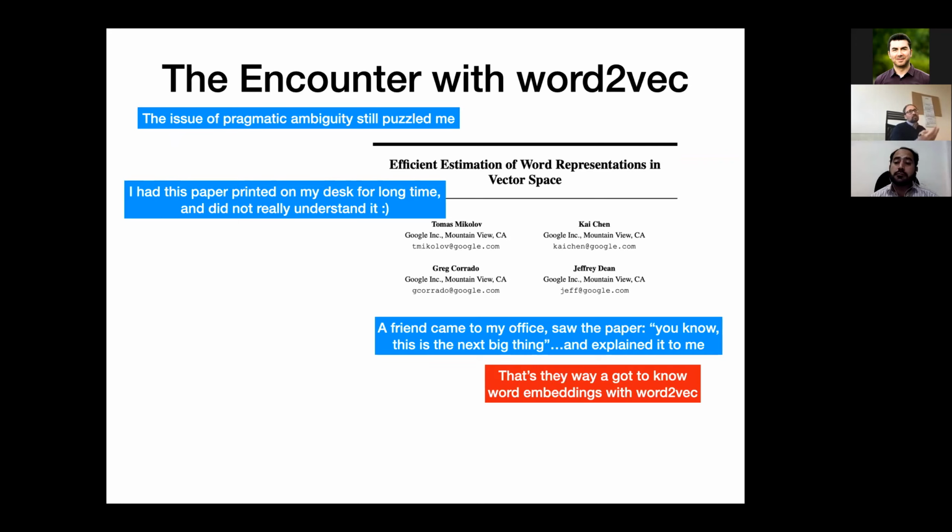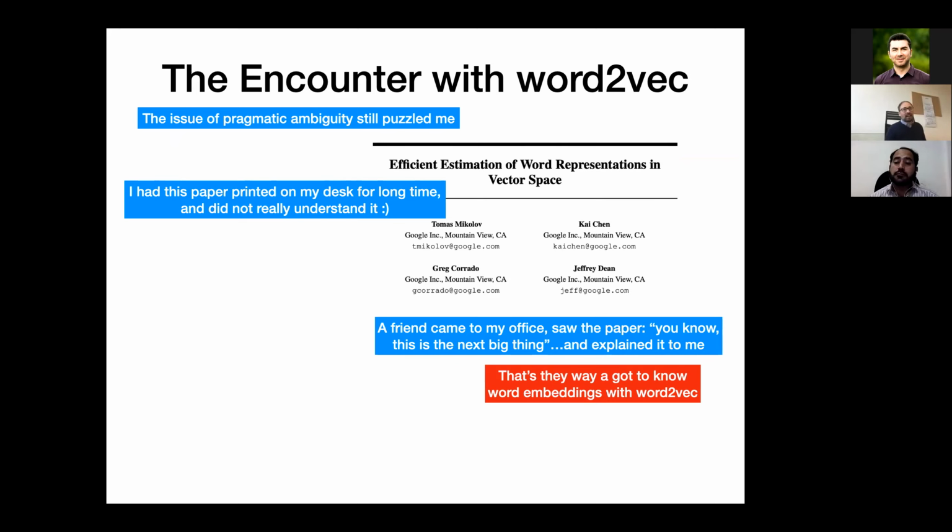And this is a story about the encounter with Word2Vec. The issue of pragmatic ambiguity that I explained to you before still puzzled me. And I had this paper on my desk, on this actual desk, for quite a long time, but I never really understood it. This is the paper about Word2Vec. And a friend of mine came to my office by chance, saw the paper. This friend is working on NLP, and he thought, hey, why do you have this here? This is the next big thing. Why are you working on this?